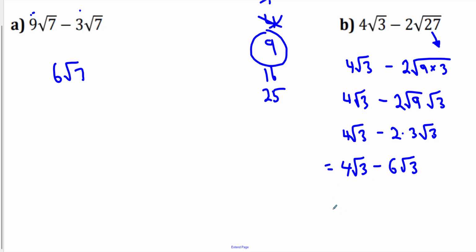In this case, it's subtraction. So what's 4 minus 6? And don't forget, you can have negative numbers, so that is negative 2 root 3. That is the final answer. All right, time to move on.